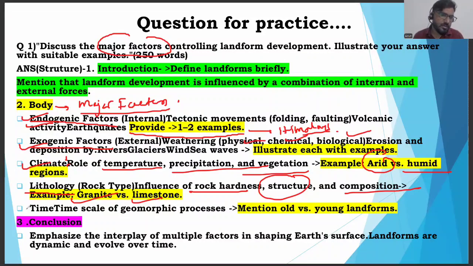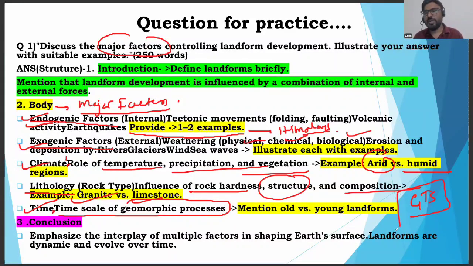Okay, and next, the factor we can write in the body part is the time scale, right? So time is a very important component. The time scale of geomorphic processes; we are going to discuss the geological time scale in the coming lectures. So time scales are very important. For example, we can take the example of old and young landforms. The Aravalis are the oldest fold mountain system, whereas the Himalayas are the youngest fold mountain system. So guys, this was the body portion we have covered.